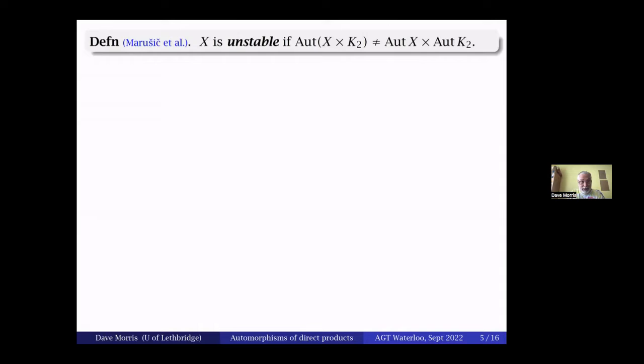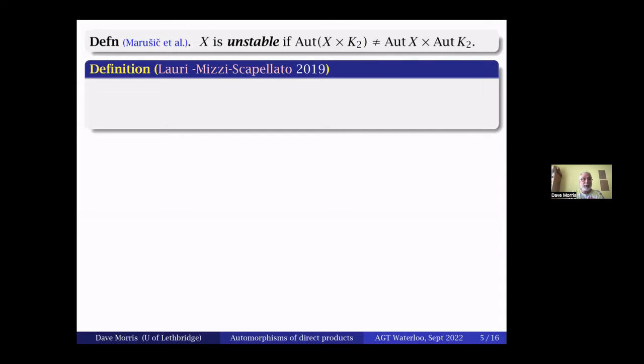Well, to talk about that, I need to make one more definition. I think everybody knows if you have a permutation of the vertices of X, that's an automorphism if it preserves incidence: there's an edge from V to W if and only if there's an edge from alpha V to alpha W. That's a very standard definition. What we need to understand unstable graphs is a souped up version.